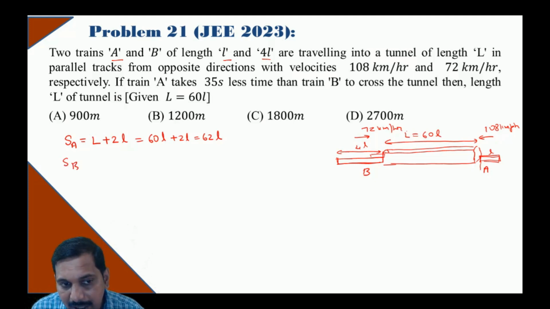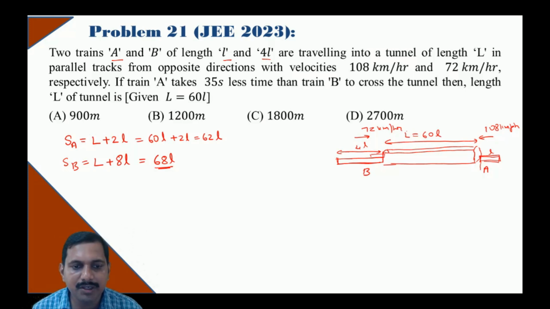Whereas B has to move first 4l, then capital L, then another 4l. So it is capital L plus 4l into 2, that is L plus 8l, which is equal to 68l, right?